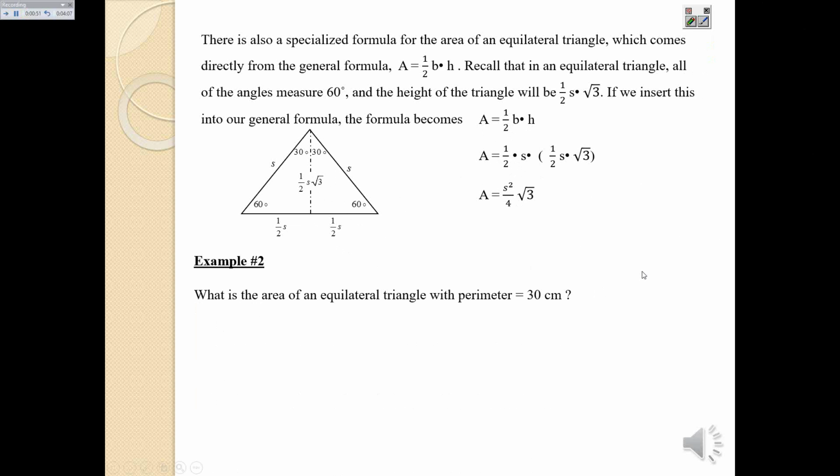Here's an example. What is the area of an equilateral triangle with a perimeter of 30? So if we have a triangle and we know that the perimeter is 30, then what is each side? We have our triangle here. The perimeter is 30, so each side would have to be 10, wouldn't it?